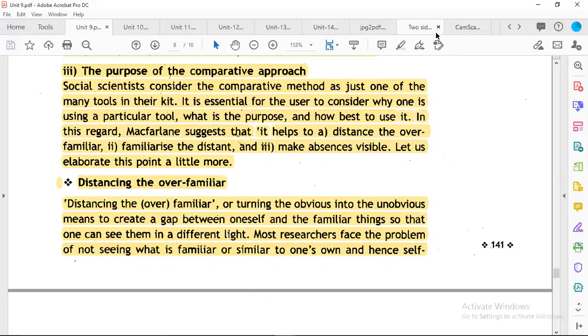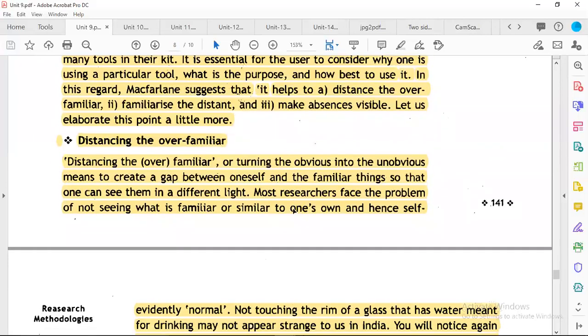So the comparative method enables us to distance the over-familiar things. It taught us that not everything we think of as common is common in the whole world. Distancing the familiar, or turning the obvious into the unobvious, means to create a gap between oneself and the familiar things, so that one can see them in a different light.